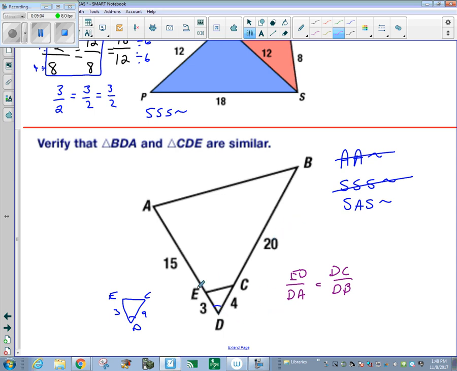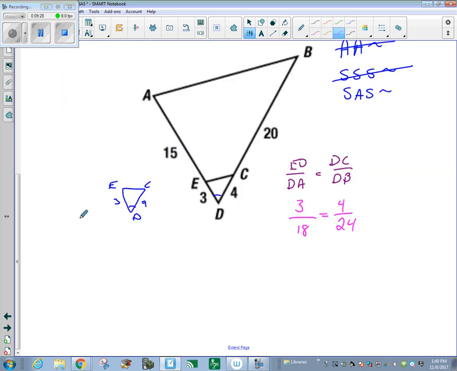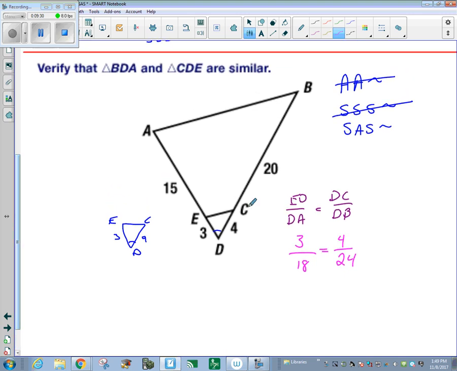Well, let's look at this a little bit. We've got to be careful. ED I can see is 3, but DA isn't 15. If you put 3 over 15, there's a chance that it's going to mess up. So we've got to add these two numbers together and get 3 over 18. Well, let's see if that's equal to the small side DC is 4 and DB is 24 when I add them together. So let's reduce these two fractions and see if I can get them in proportion. Since I already have an angle, if these guys are in proportion, then these two triangles are similar.